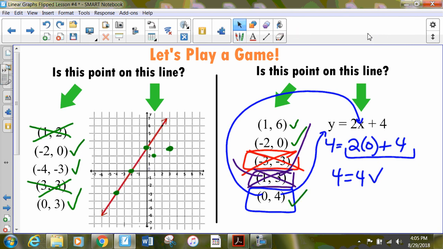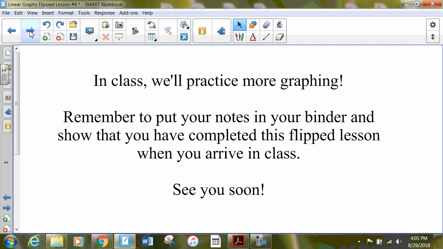All right, we will definitely practice. We're going to do lots of practice. We're going to practice all the different ways that we know how to graph, and we're going to practice, is this point on the line, because you're going to have to get good at that too.